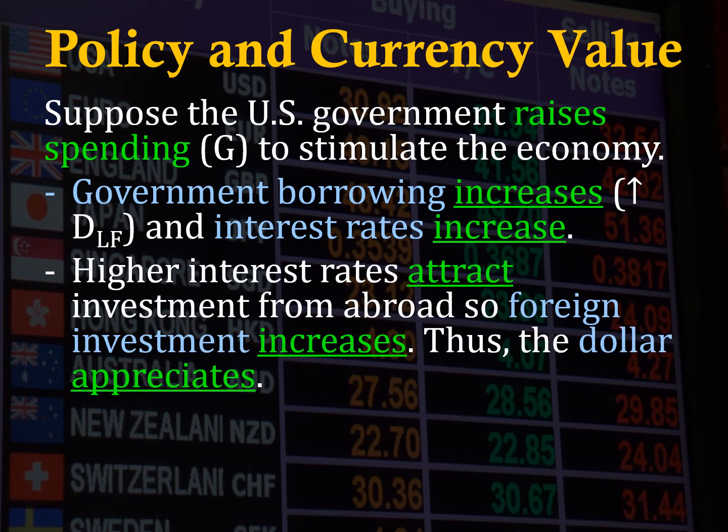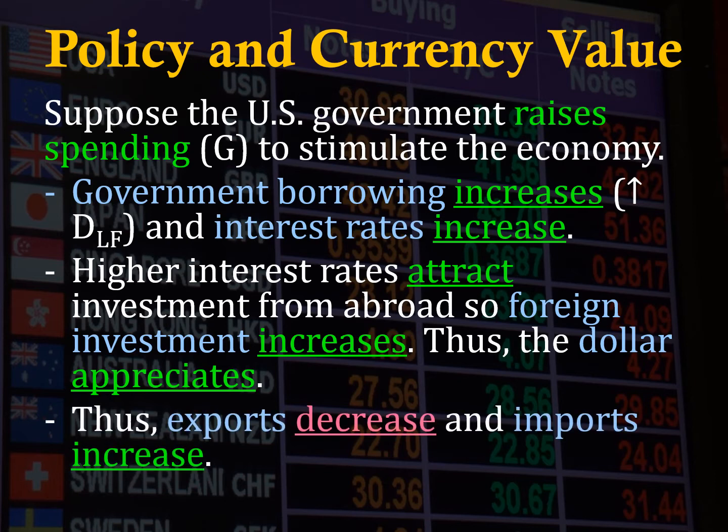Now, real interest rates increasing affects capital flow because remember, foreigners are going to invest in the country with a higher interest rate. So that higher interest rate is going to attract foreign investment. Capital inflow is going to go up. That means foreign investment increases. To invest in American assets, foreigners need to demand American dollars. So the demand for dollars increases, causing the exchange rate for the dollar to go up, and the dollar appreciates.